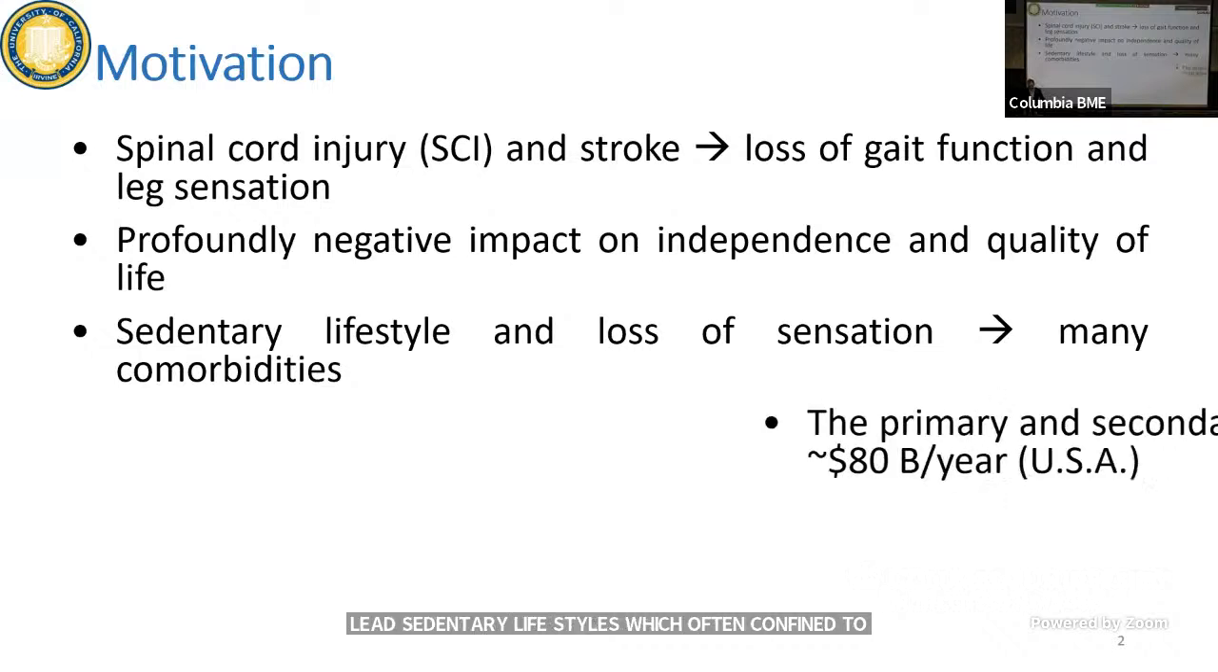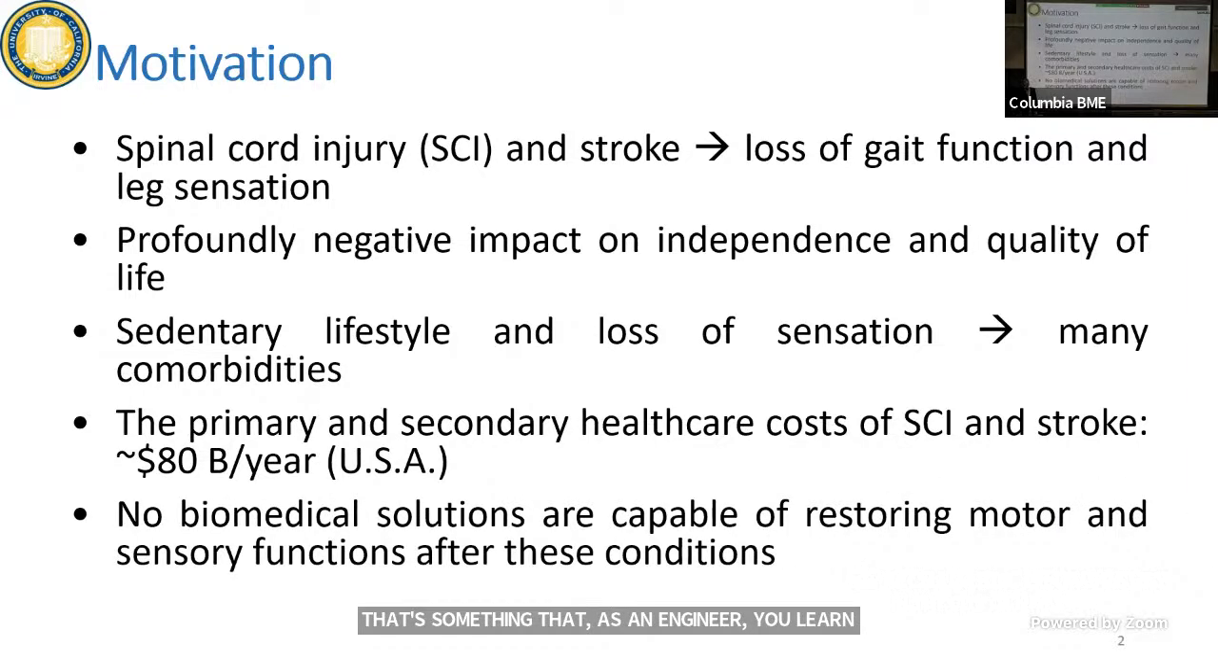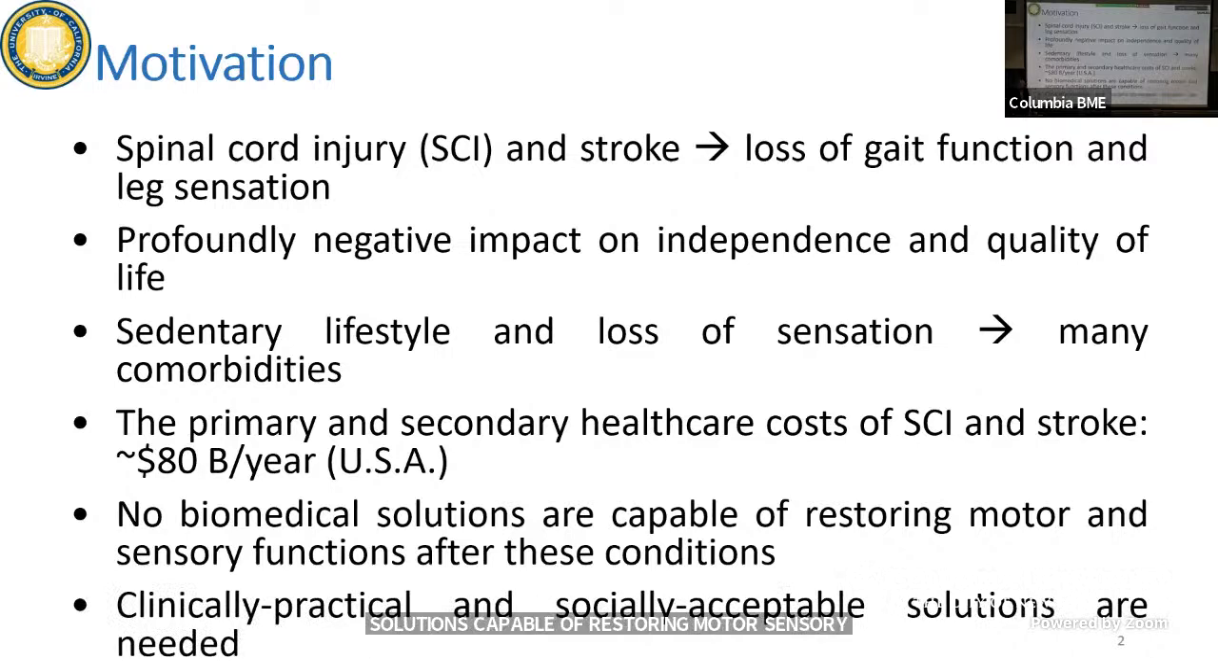And it's actually these comorbidities that are the primary driver of the healthcare costs in somebody who suffers from spinal cord injury or stroke. So much so that the combined cost of these two diseases on a per annual basis in the US alone is estimated to be about $80 billion. That includes both primary and secondary healthcare costs. And that's something that as an engineer, you learn quickly where the pain points are. Currently there are no biomedical solutions that are capable of restoring motor and sensory functions after these conditions. And therefore, clinically practical and socially acceptable solutions are needed for these conditions.